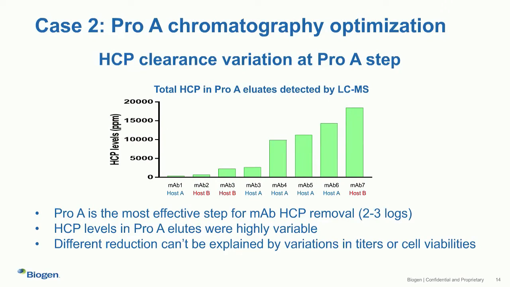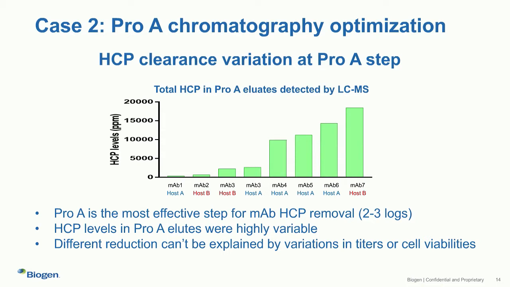Now let me switch gears to the second case study, which is about the Pro A chromatography optimization. As we all know, Pro A chromatography is the most effective step for host cell protein removal for mAbs as well as Fc fusion proteins, offering 2 to 3 logs of clearance.